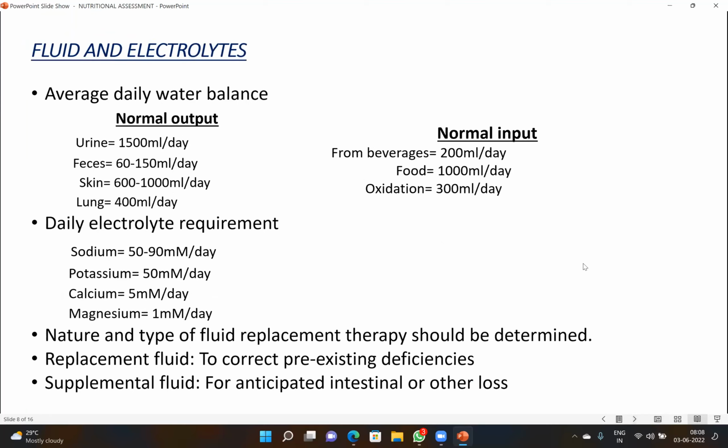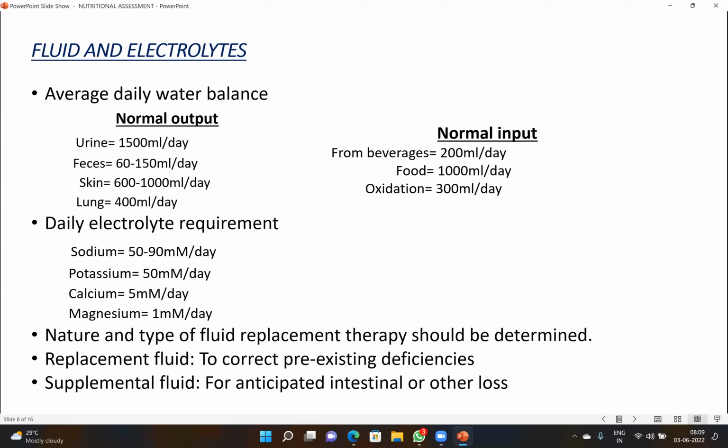Fluid and electrolytes. The average daily water balance we can calculate as normal output: urine, feces, skin, and lung. Urine and feces are obligatory, and skin and lung are insensible losses.